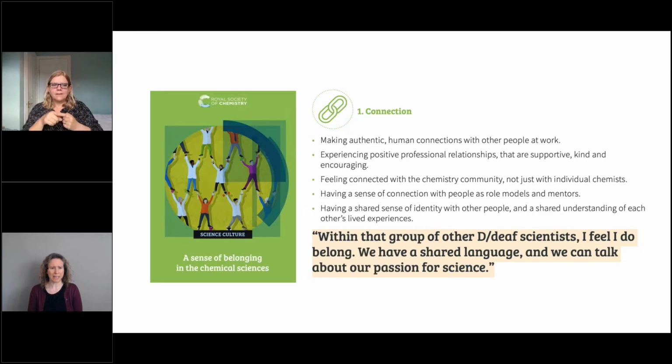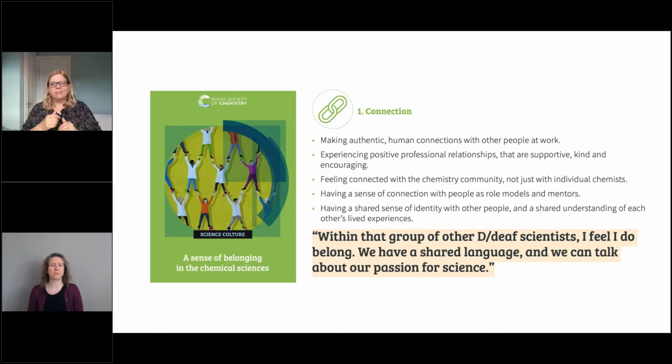So this report here about belonging, there's a quote there I wanted to share with you. The group of deaf scientists were saying that within this group, with other deaf scientists, I feel I belong. We have a shared language. We can talk about our passion for science. It's like I mentioned before, doing my PhD was very lonely. Writing notes, finding out information after the meetings and things like that did not make me belong.